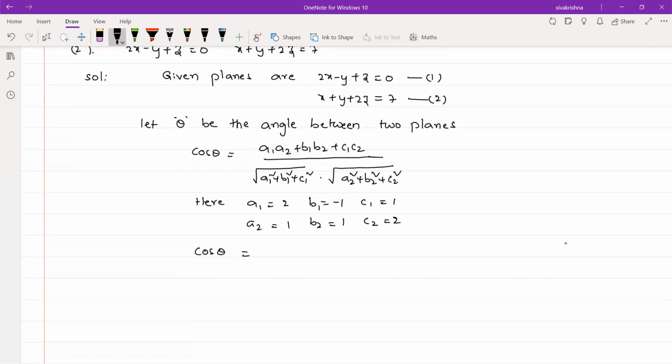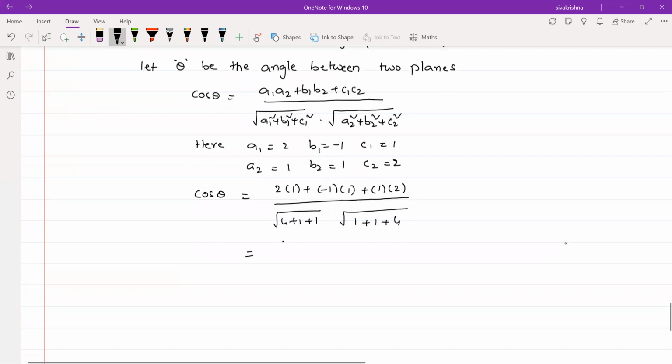So cos theta is equal to a1 a2, 2 into 1, plus b1 b2, minus 1 into 1, plus c1 c2, 1 into 2, by root of a1 square plus b1 square plus c1 square, 4 plus 1 plus 1, and a2 square plus b2 square plus c2 square, 1 plus 1 plus 4. So this is equal to 2 minus 1 plus 2, by root 6 into root 6. This is equal to 3 by 6, which is equal to 1 by 2. So cos theta is equal to 1 by 2.